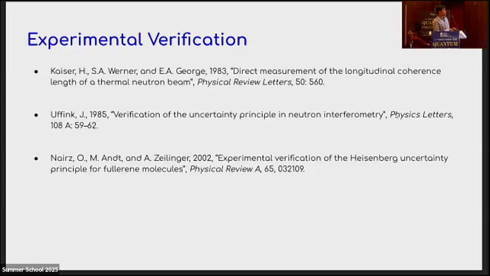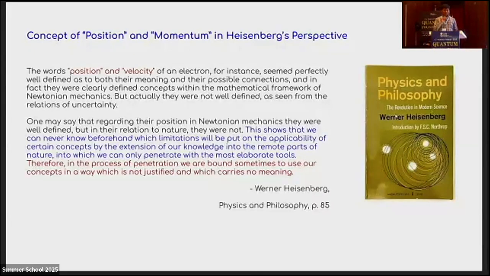There are many experiments. Now I will go to Heisenberg's thoughts on the concept of position and momentum. Heisenberg says the words position and momentum of an electron, for instance, seem perfectly well defined as to both their meaning and their possible connections. In fact, they were clearly defined concepts within the mathematical framework of Newtonian mechanics. But actually, they are not well defined as seen from the uncertainty relations. I will explain this point in the next two slides.